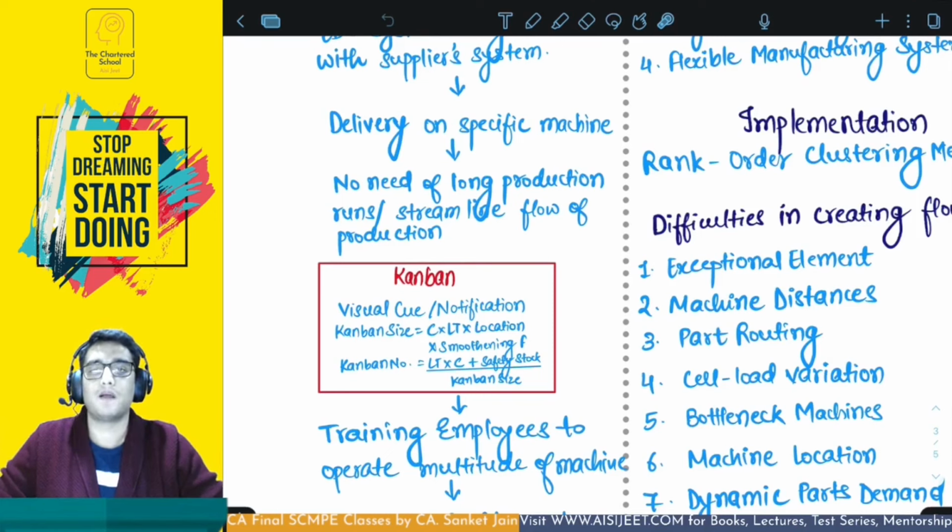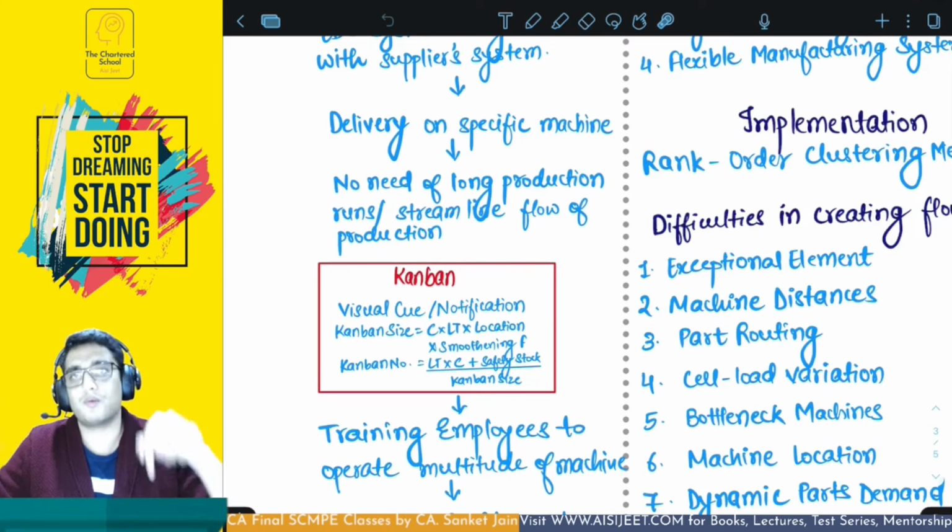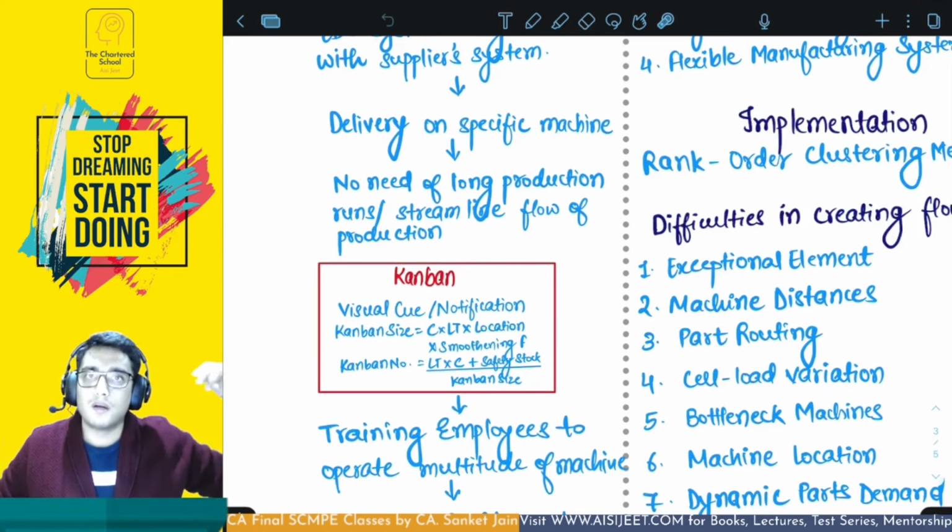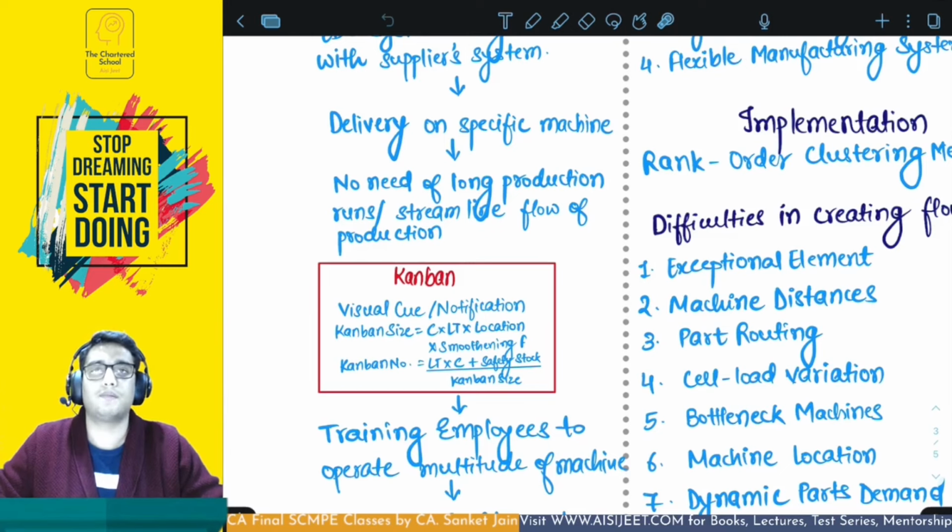Got it? So, when we have to explain Kanban, what are we going to say? Kanban is a notification card system or a visual queue system from downstream machine to upstream machine to feed the parts into the downstream machine as per the requirement by the downstream machine, which got the requirement maybe from another downstream machine.